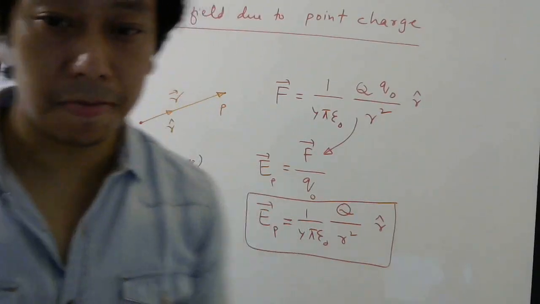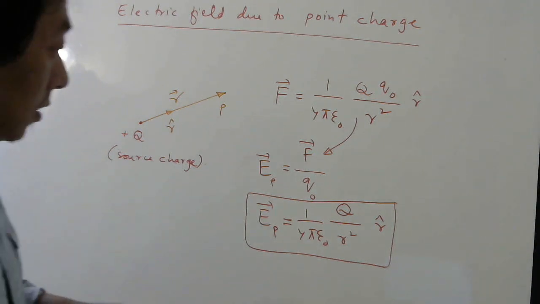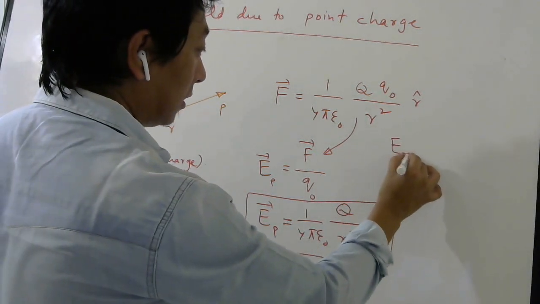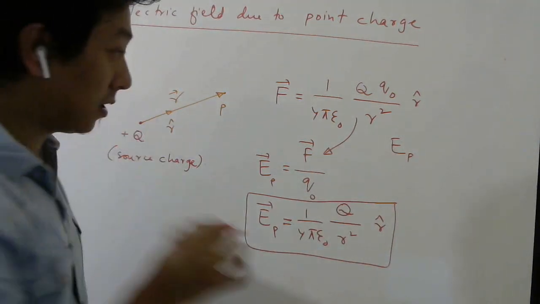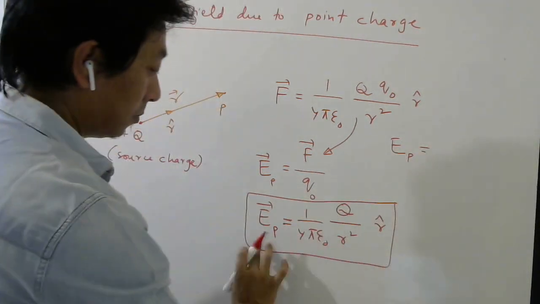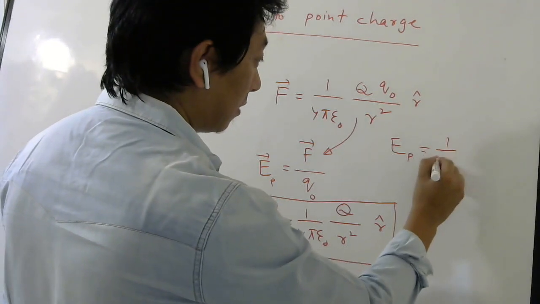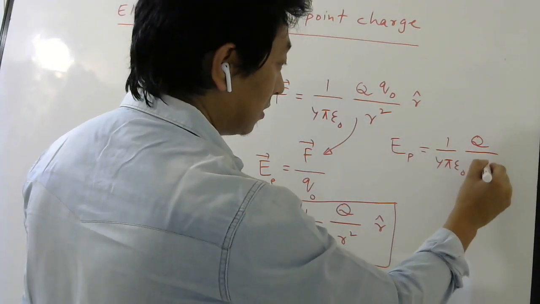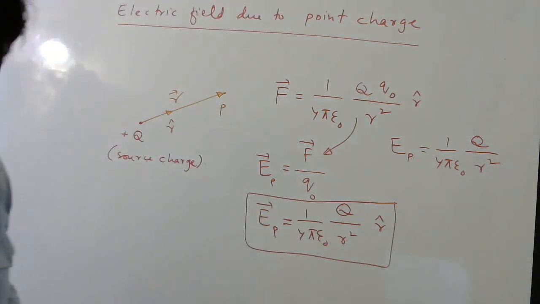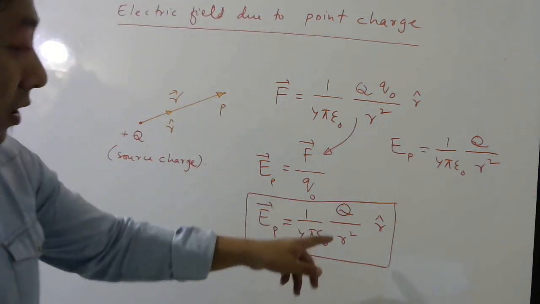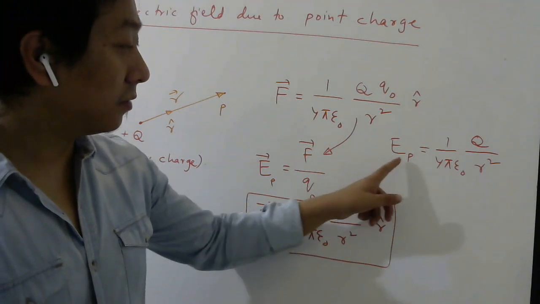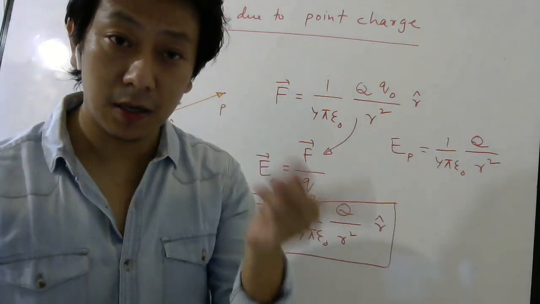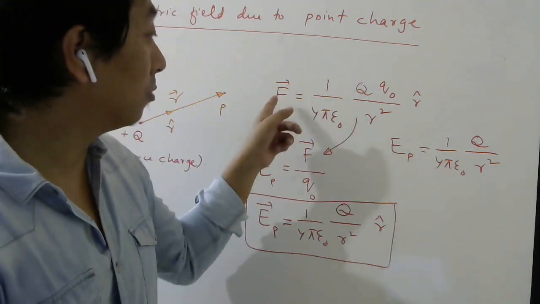Now students, if I want only the magnitude, then I will not put the bar. If I take magnitude both the sides, I will get 1 by 4 pi epsilon naught, source charge, and distance square. So this formula clearly means that the electric field only depends on the source charge. So don't write by mistake Q1, Q2. That you write in the formula of force.